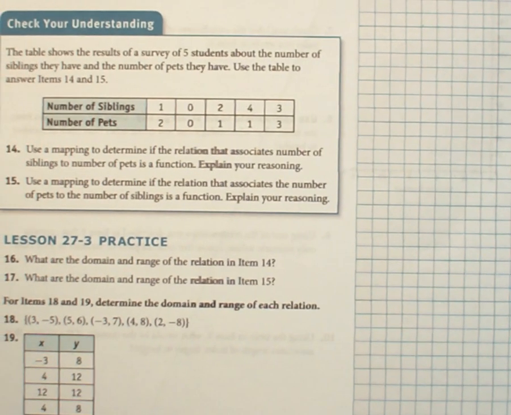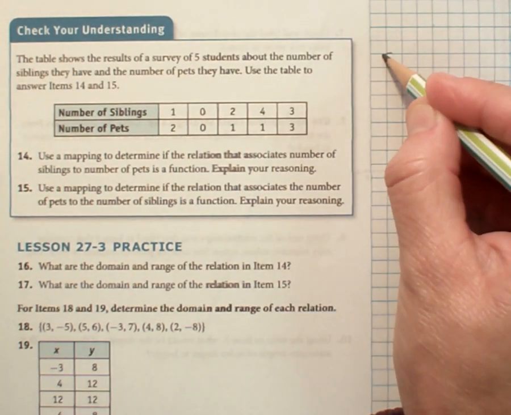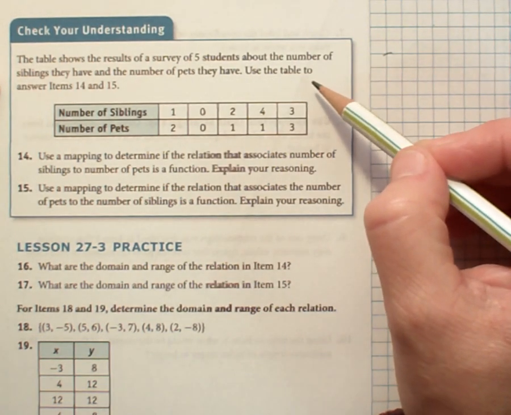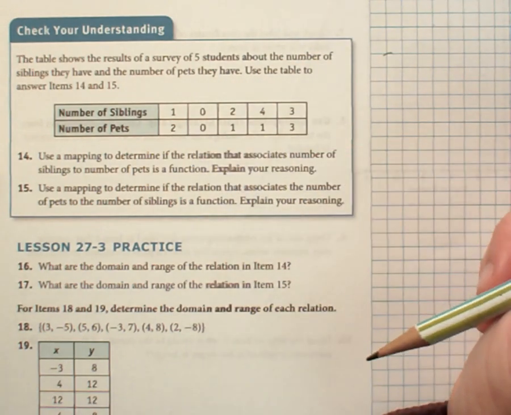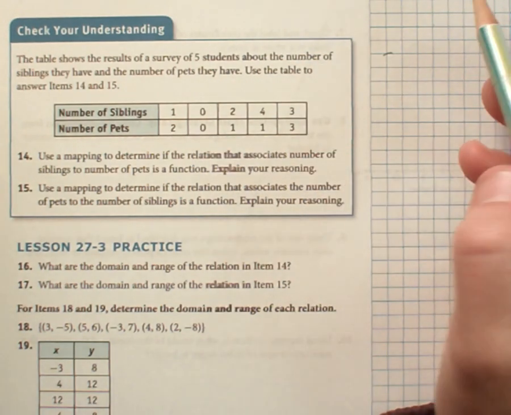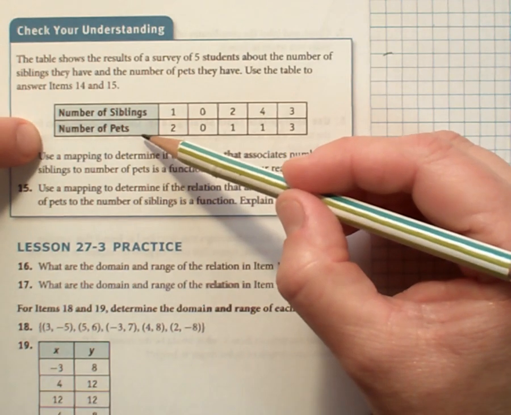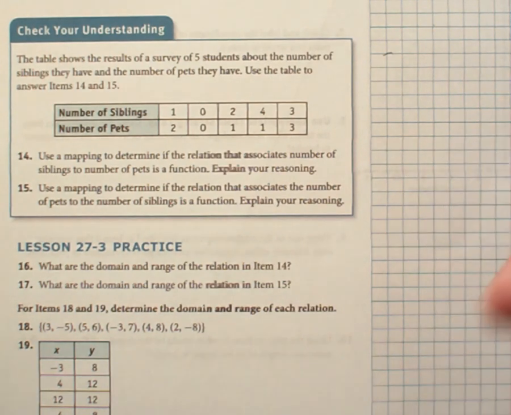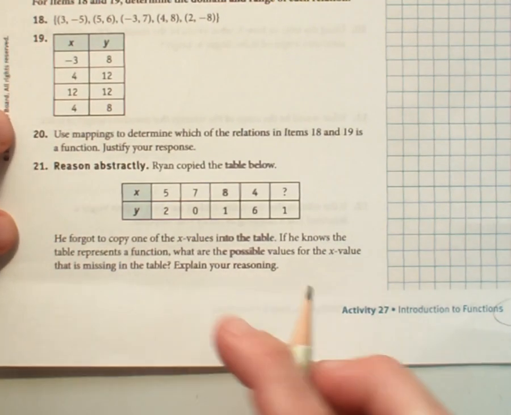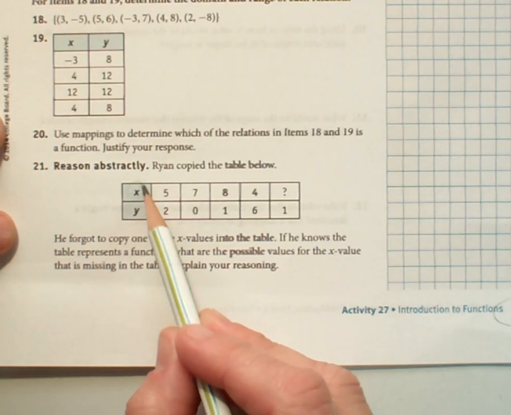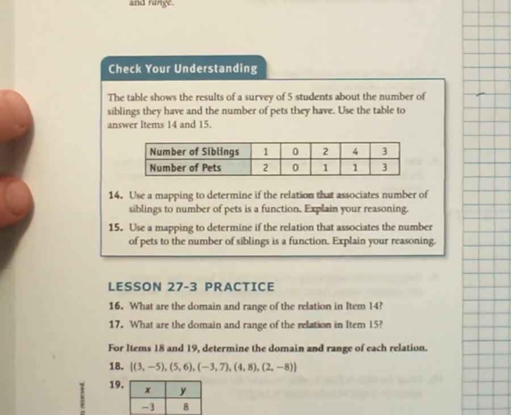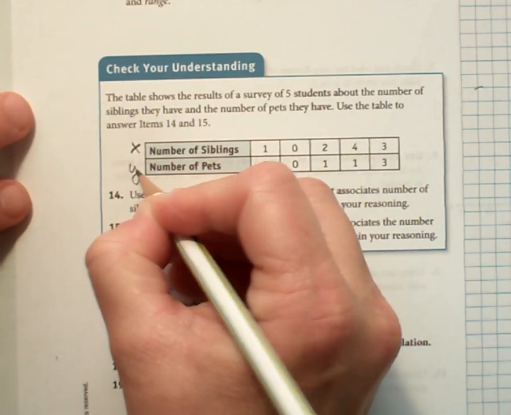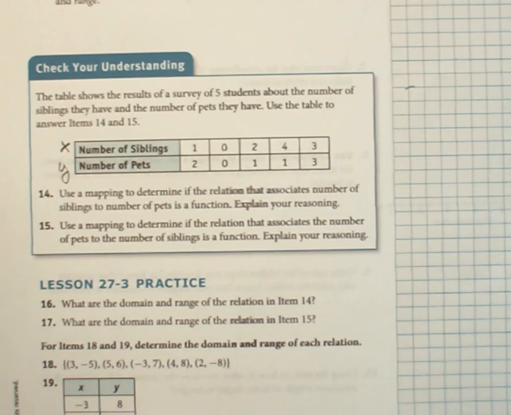Okay. Welcome back. Problem number 14, if I use mapping, it's hard to know what my input and my output is here, isn't it? It's not like the number of siblings leads to a number of pets, or if you have more pets, you're going to have more siblings. So I think we just have to choose. In general, when they write a sideways table, they almost always put the X on the top and the Y on the bottom. So that's what I'm going to do up here. I'm going to say number of siblings is my input, my X value, and the number of pets is the output or the Y value.